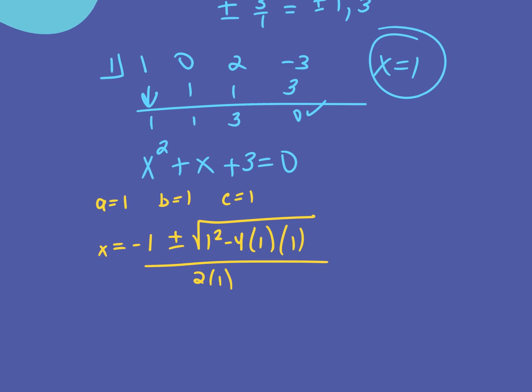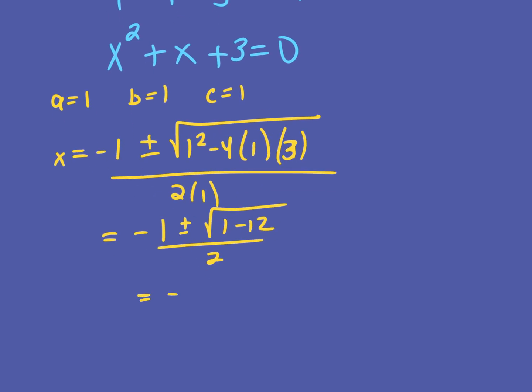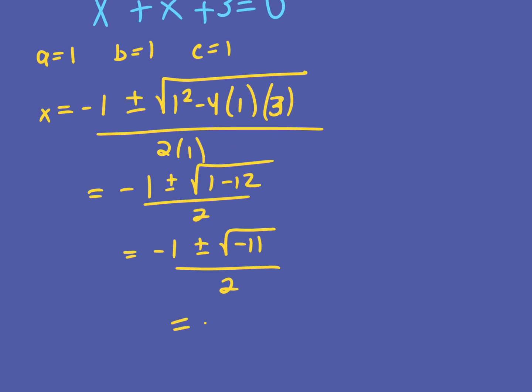No, not 1. Yeah, it should be 3, sorry. I realized after I wrote it. Okay, keep going. So negative 1 plus or minus the square root of 1 minus 12 over 2. Negative 1 plus or minus, what do you guys notice here? It's imaginary. All right, keep simplifying. This is negative 1 plus or minus i root 11 over 2.